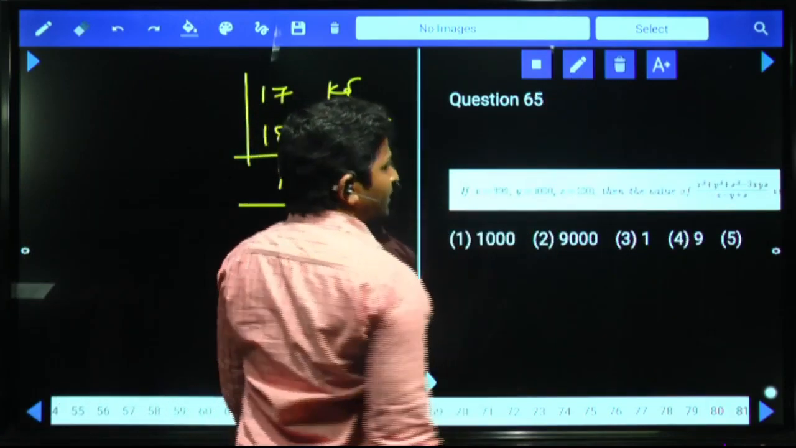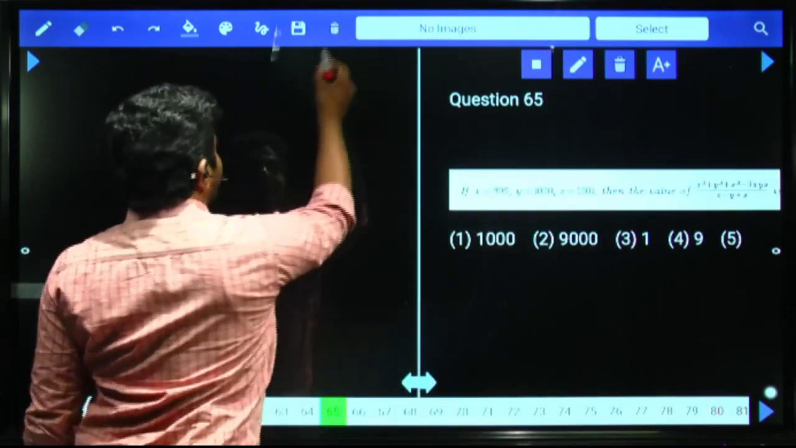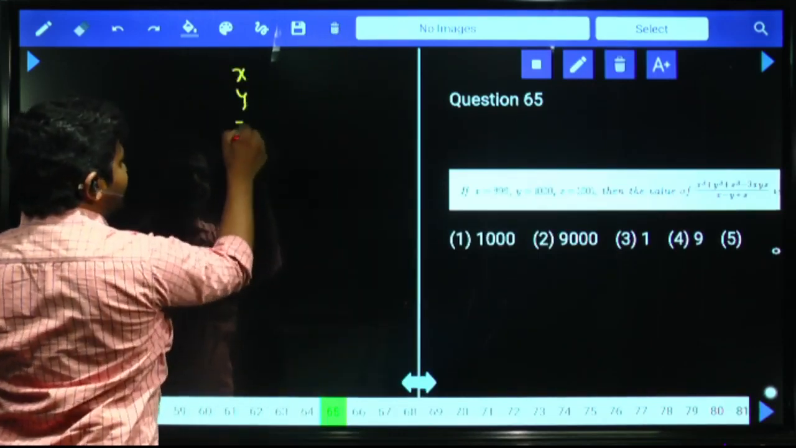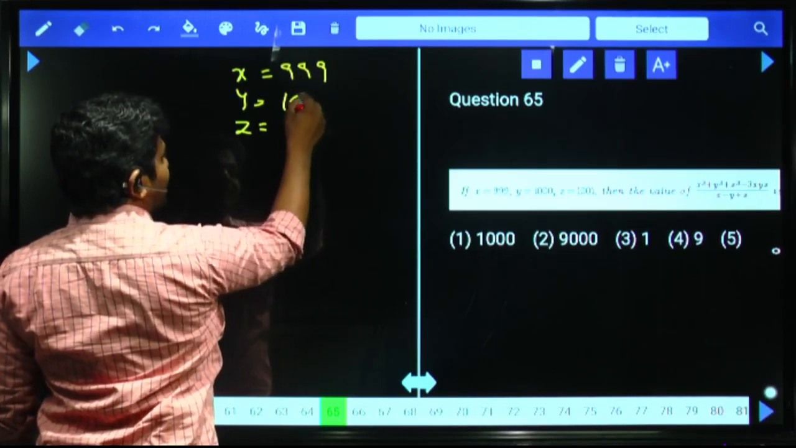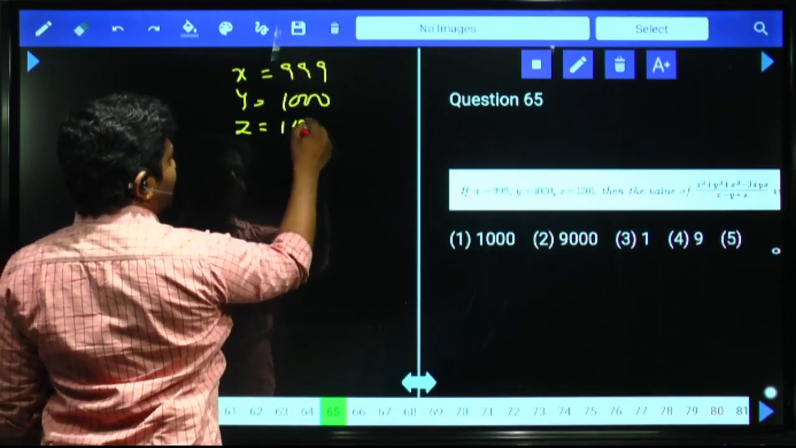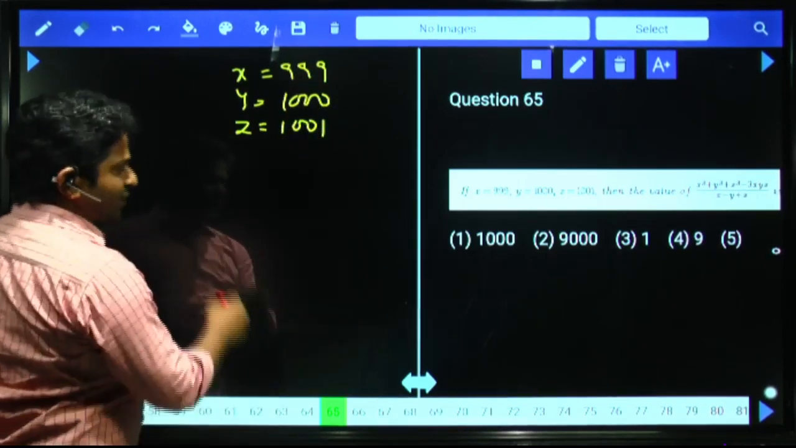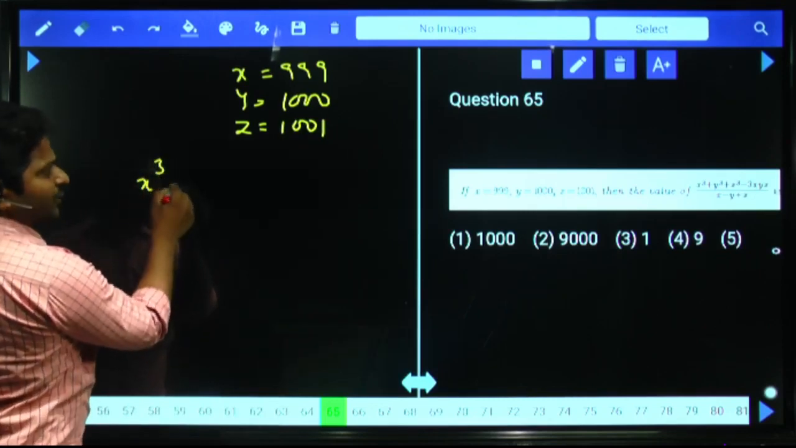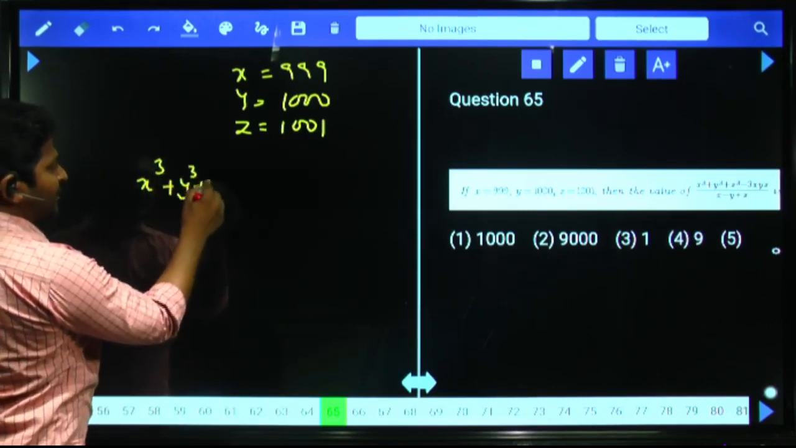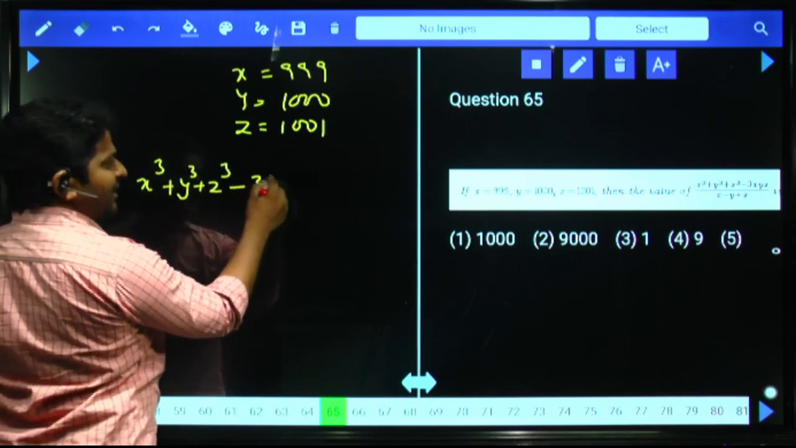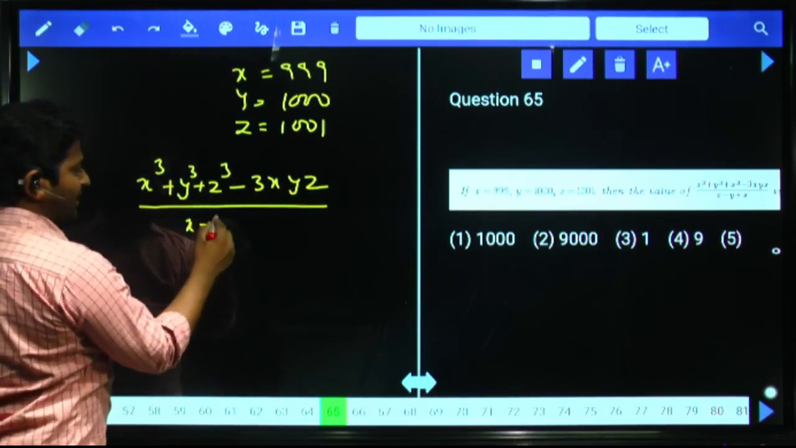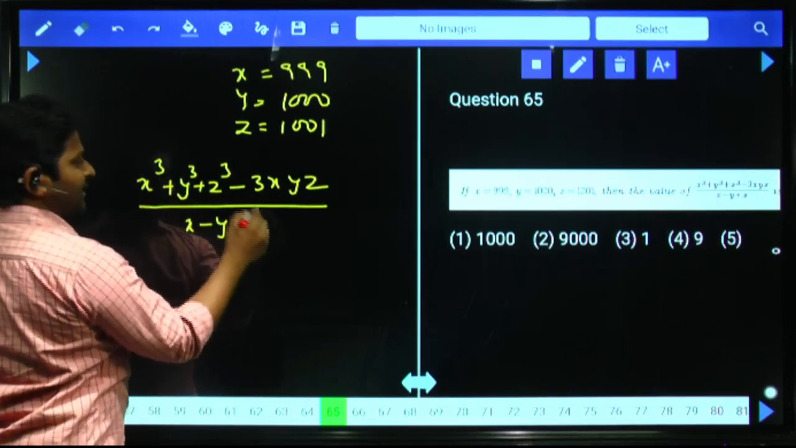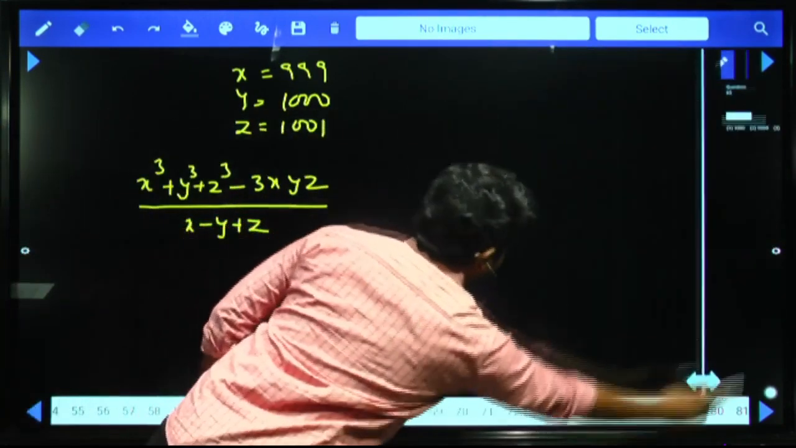Now your final question is: you are given x value, y value and then z value. X is 999, y is 1000 and then z is 1001. Your question is to identify x cube plus y cube plus z cube minus 3xyz divided by x minus y plus z. This is your question. This value is equal to how much?